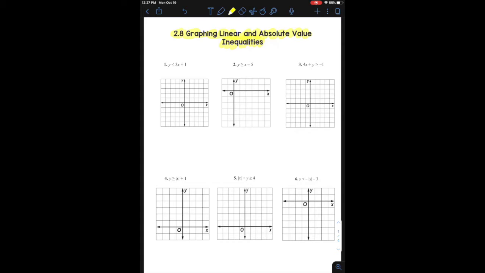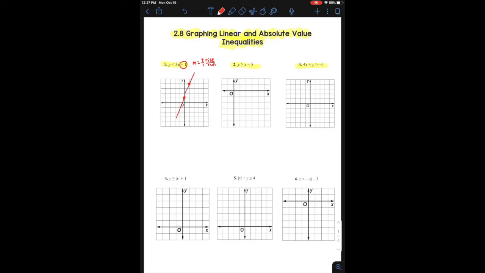The first thing we're going to do is graph the line as if it was an equation. Notice problems 1, 2, and 3 are all linear inequalities. They don't have equal signs, they have inequality signs, but the way we graph them is as if they are equations. Notice that number 1 has a y-intercept of 1, so we'll plot that first, and a slope of 3, in which we would rise 3 and run 1. Remember, 3 as a fraction is 3 over 1, representing the rise over run of the line.